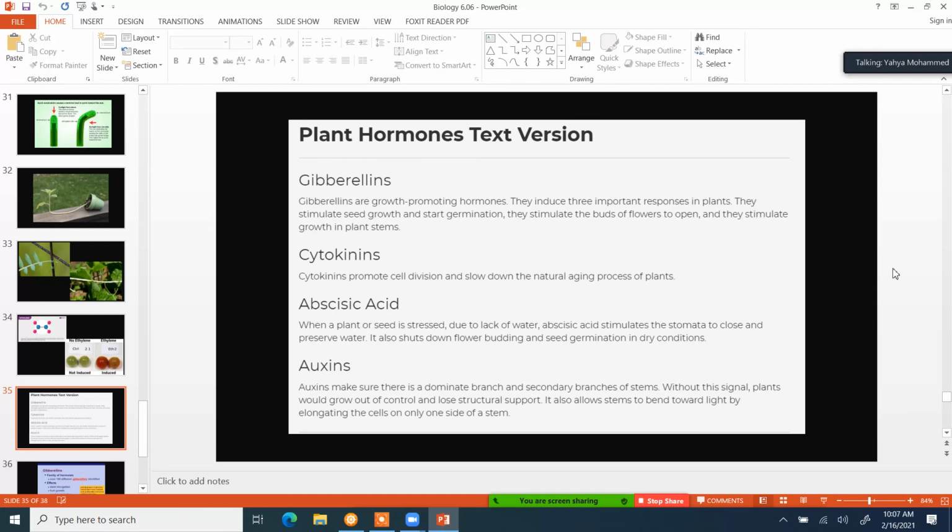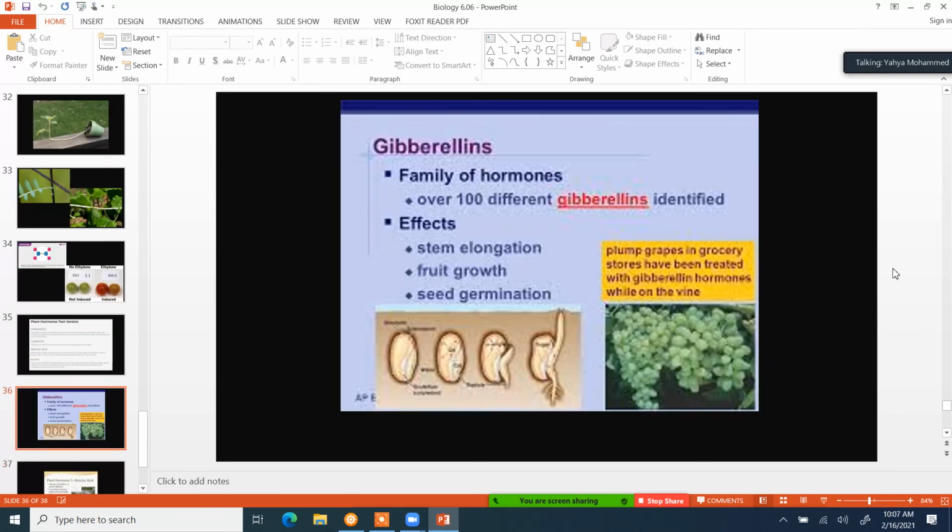Now, I'm going to show some pictures for the other ones. So we have gibberellins. Gibberellins are used for a lot of different kinds of things. It says here over 100 different gibberellins have been identified. They're important in stem elongation. This hormone makes stems longer, promotes seed germination, and promotes fruit growth. So a lot of farmers use these kinds of things for a lot of different purposes.